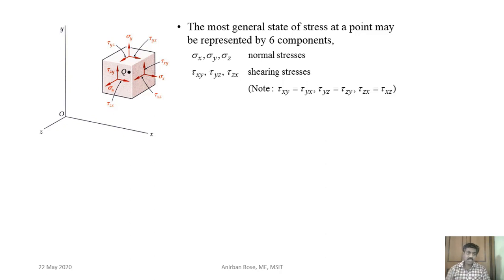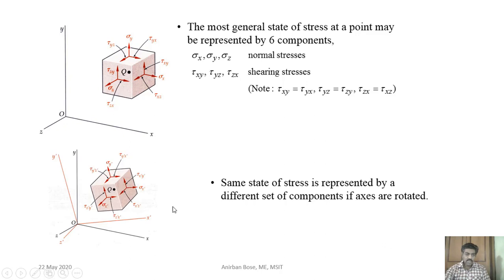Now here you can see a most general state of stress at a point. Three-dimensional stresses are acting at a point Q, around which we have considered this orientation of planes, where sigma x, sigma y, sigma z are the normal stresses, and tau xy, tau yz and tau zx are the shearing stresses, with their directions.